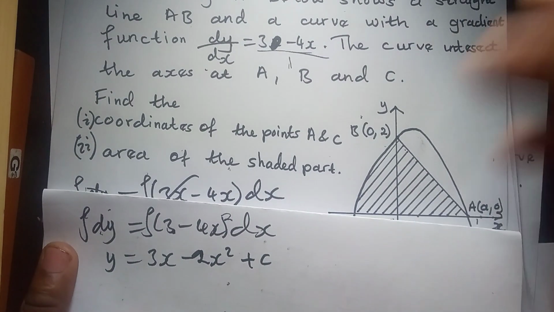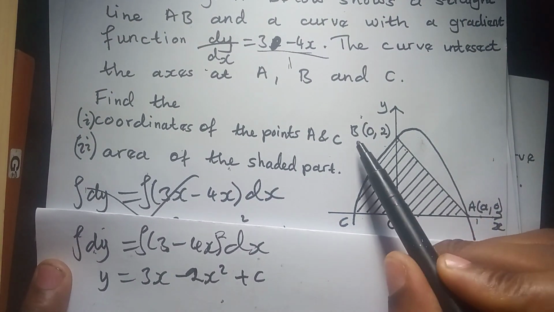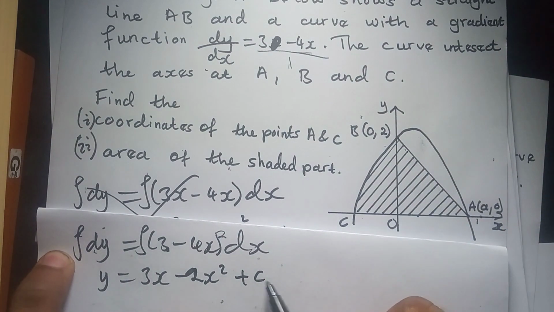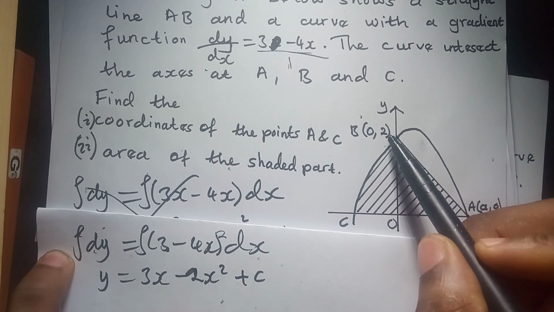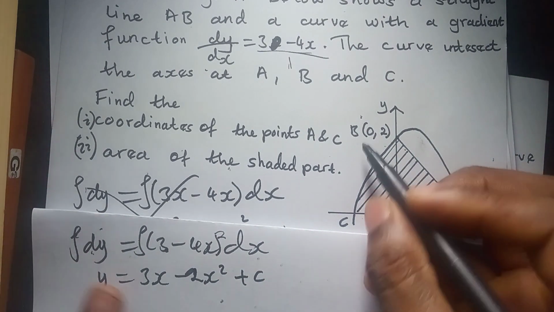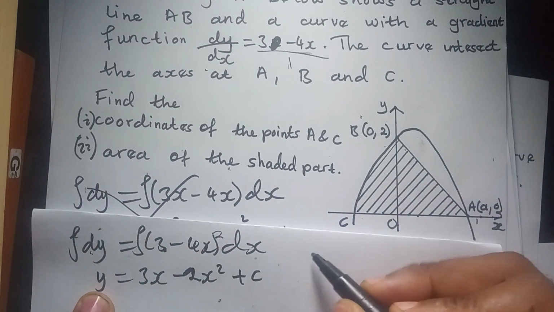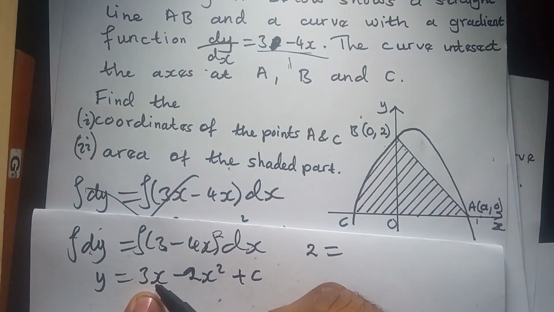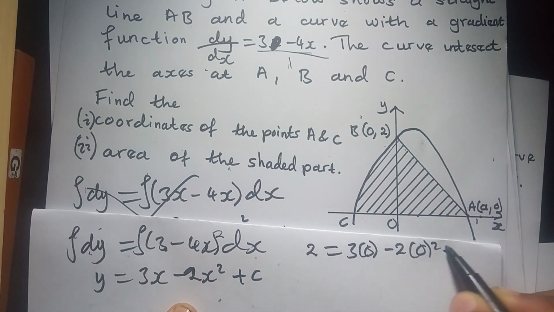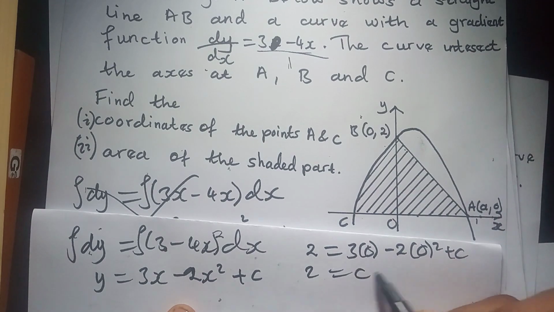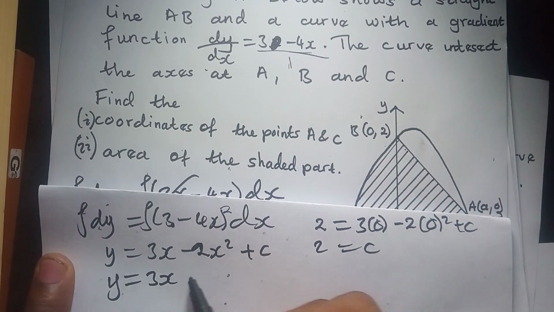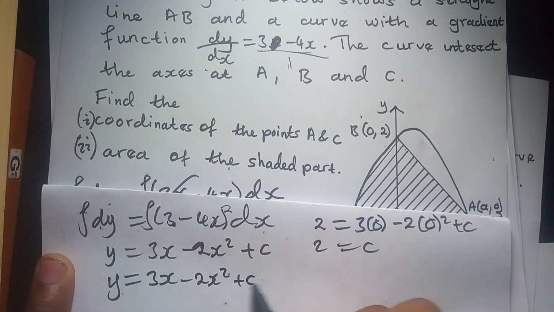And then looking at the function here, since we have a point which is 0, 2, we can straight away conclude that c is equal to 2, because the y-intercept is 2. If you want to work it out, you can just say this is your y, you substitute it there, and then your x is 0. So you can put zeros where you have x's, then plus c, and then you realize that your c will equally be 2. So our y is equal to 3x minus 2x squared plus c.